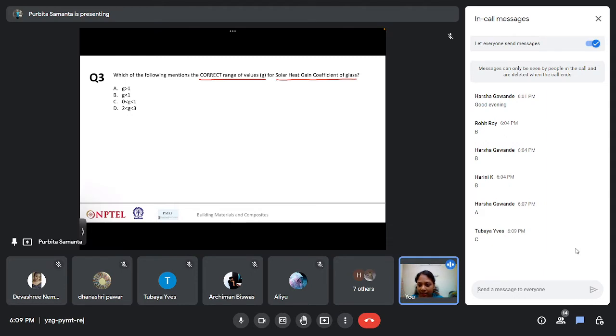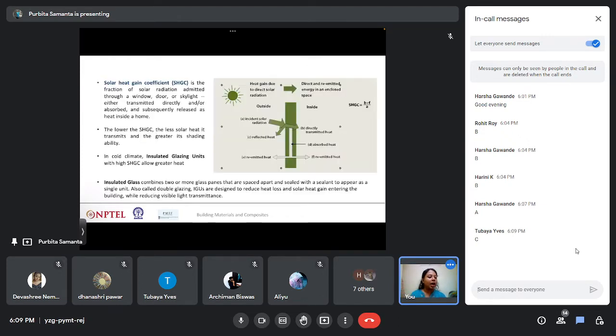Okay, Tubaya says 0 to 1. Okay, any more answers? Yes, it's absolutely correct. The value of solar heat gain ranges between 0 and 1. Now it's easy to say that solar heat gain of glass should be in this range, and for this kind of temperature the solar heat gain should be this much. But what exactly is solar heat gain? That we need to understand. So if we look at the solar heat gain coefficient, SHGC.